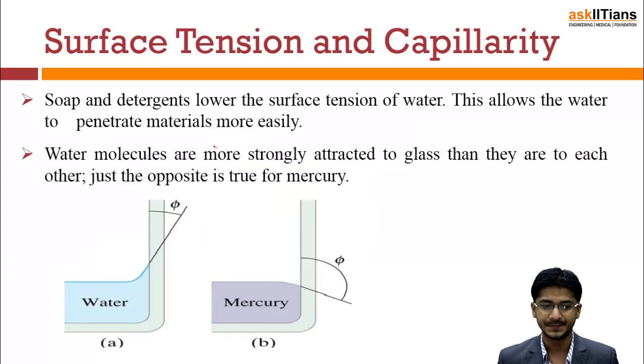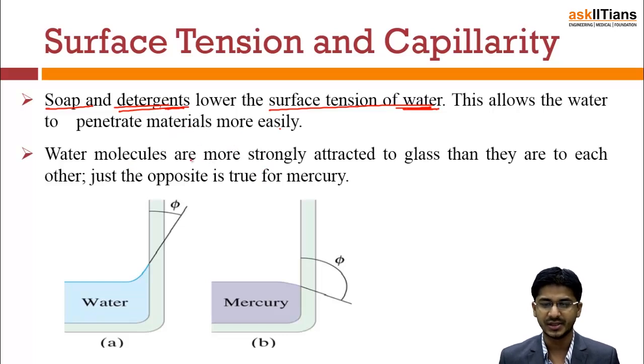Soaps and detergents. The soap and detergents that you see in your home lower the surface tension of water. It lowers the surface tension of the water, meaning the property of the liquid by which it resists the sinking of, like we have seen, a pin or linchpin or an insect. It is lowered by soaps and detergents. This allows the water to penetrate the materials more easily.